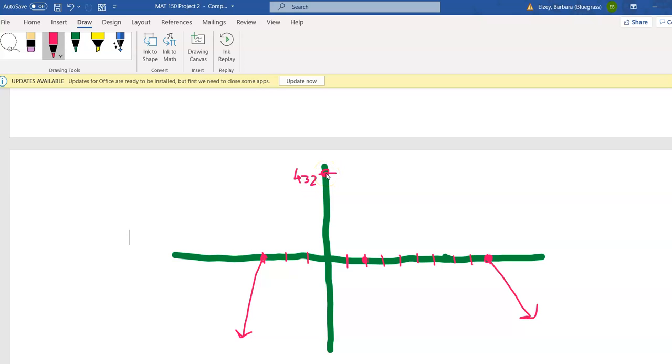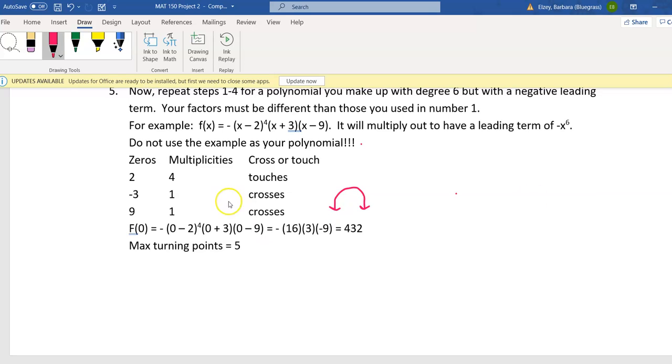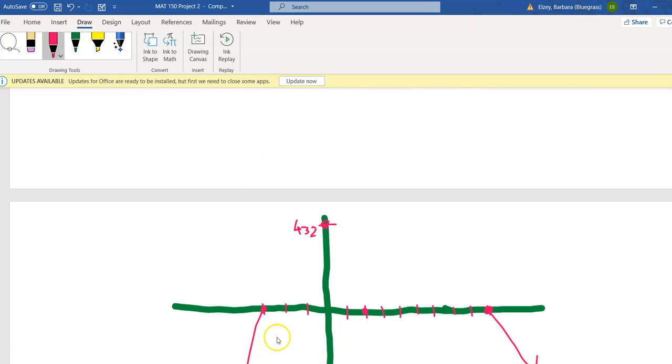Okay, now we pay attention to crossing and touching. Let's look at -3 first. -3, the graph crosses at -3. So we want to go across the axis. We're already on the bottom, so we want it to go up to the top. And we can see it's got to go up to the top, grab this y-intercept, come back down.